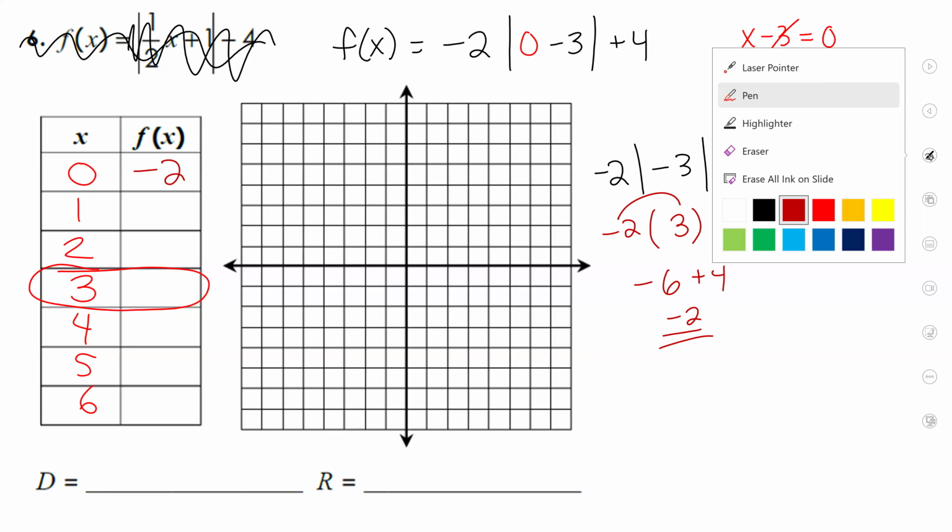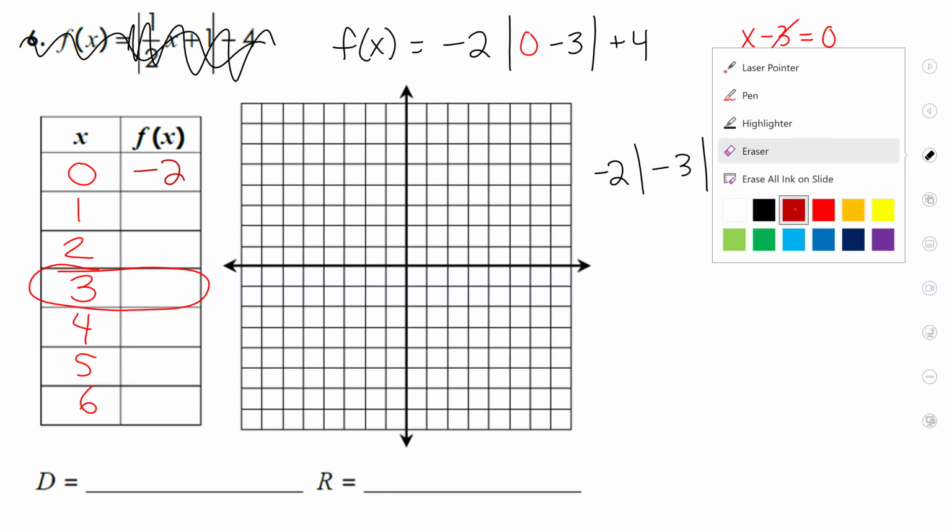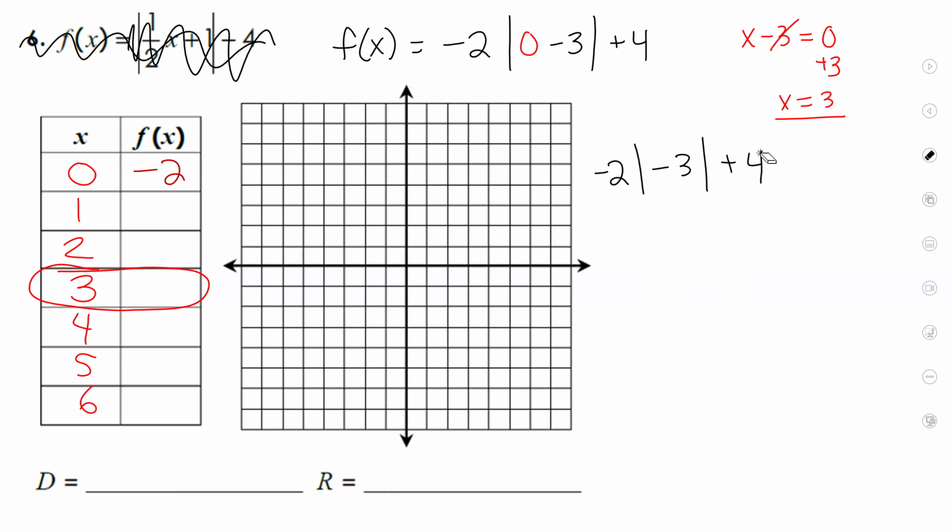Let's try the next x value. I'll just do a few of these. Okay, let's plug in a 1. What's 1 minus 3? But what is the absolute value of negative 2? Good. Bring everything else down. Now multiply these. You get negative 4 plus 4 is 0. So we get a 0 here.